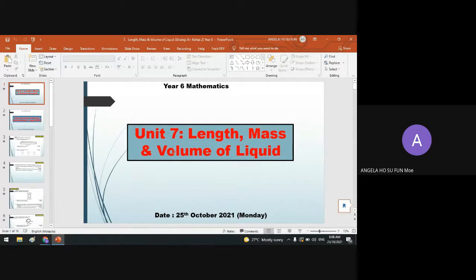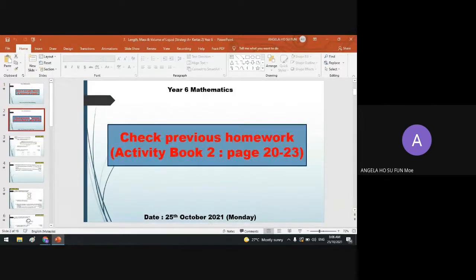Okay, today is Monday, 25th of October, right? We are going to discuss the second part, that is paper 2 for length, mass, and volume of liquid. First of all, please turn your activity book to page 20. We are going to discuss your answers from page 20 to page 23. Altogether, the total is 22 marks. Later, after the correction, you can show teacher or write in the chat how many marks you get out of the total 22 marks.